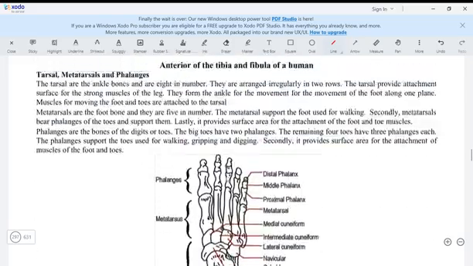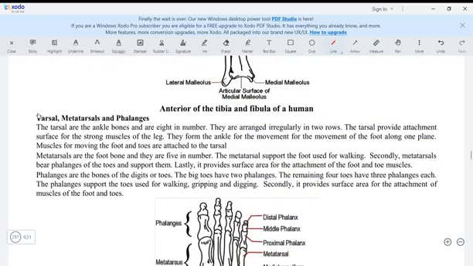Then we move to pelvic girdle. So when you talk of tarsals, they are the ankle bones, where you wear your socks. So ankle bones, they are the tarsals. They are also 8 in number, just like the carpals. They are arranged irregularly in 2 rows. The tarsals provide an attachment surface for the strong muscles of the leg. They form the ankle for movement of the foot along one plane. Muscles for moving the foot and the toes attach to the tarsals. So if you want to move your toes, the muscle is coming to that tarsal.